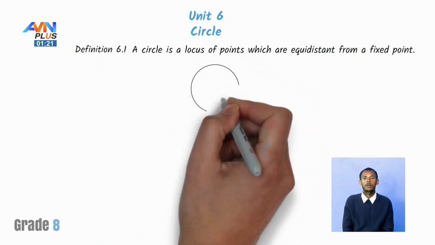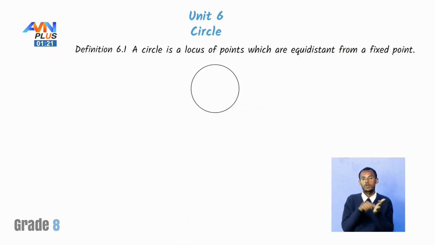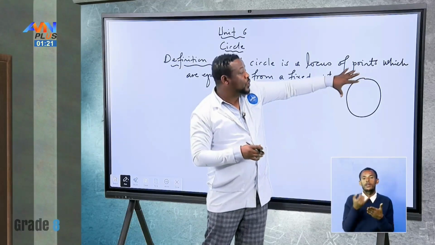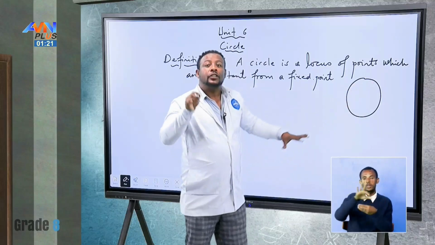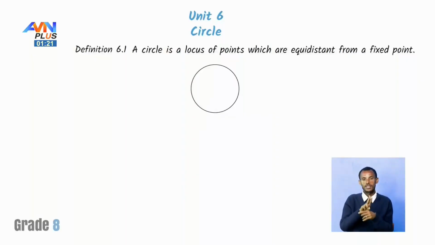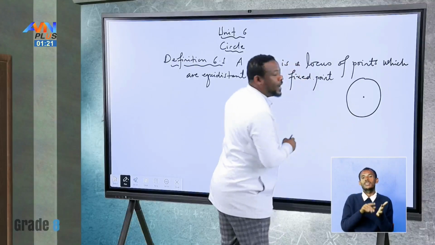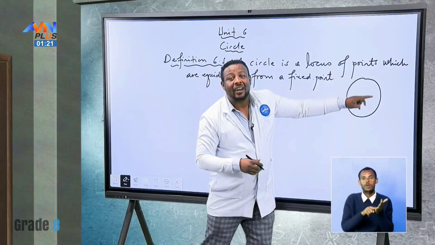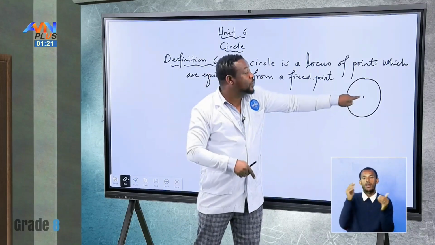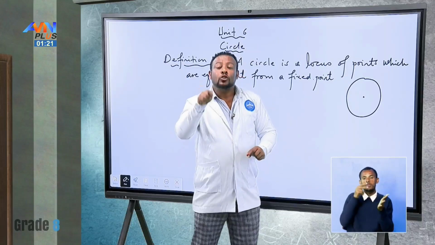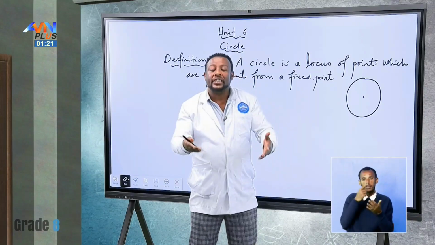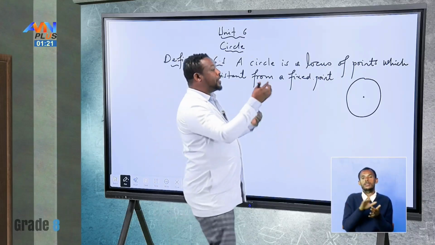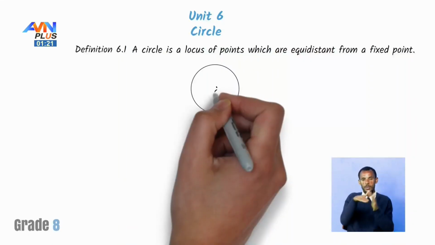yeah, it's a fixed point. Good. So here, if you have this circle, usually the fixed point is the center of a circle, and all the points on this circle are at equal distance from this fixed point. And usually that fixed point is called the center, and the center is usually represented by capital letter O.